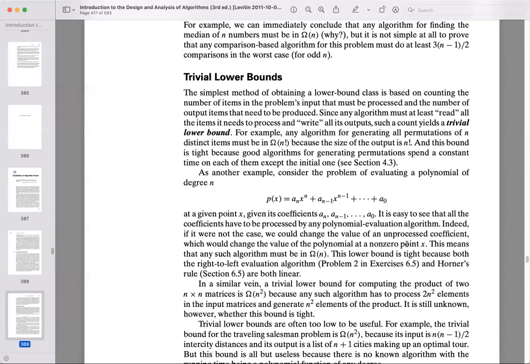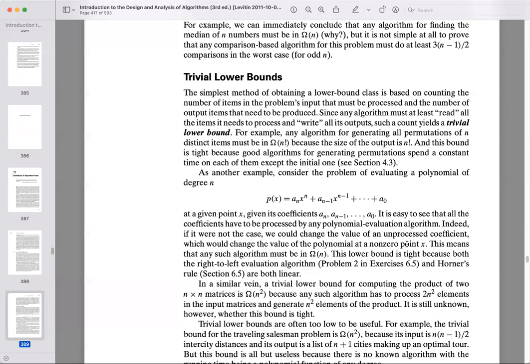For example, we're looking at an algorithm for generating permutations of n distinct items. We've looked at that before. It's got to be in big omega of n factorial, because that's the size of the output. We've got the input of n, and then we've got the output as well. That's a very complicated process that we talked about before.